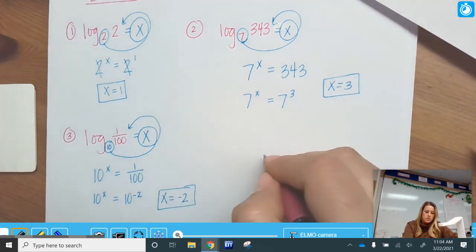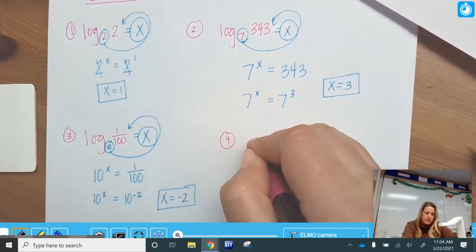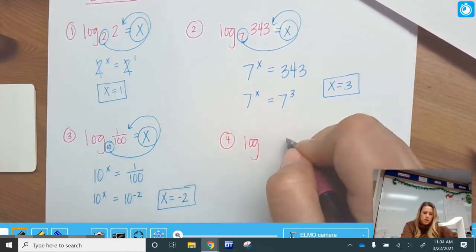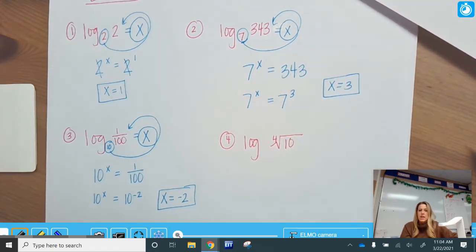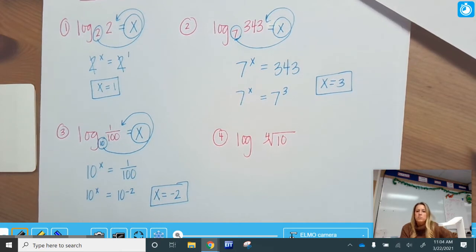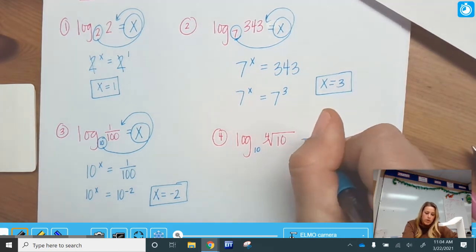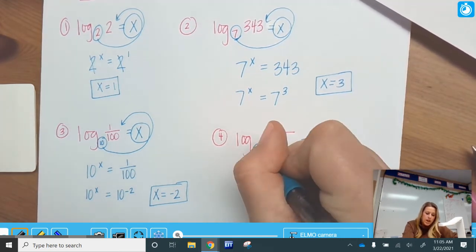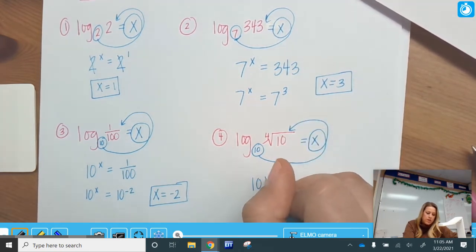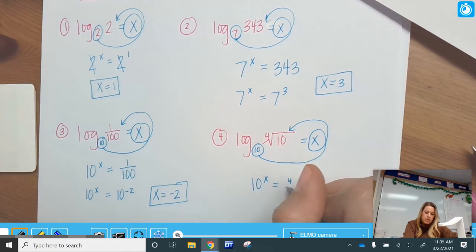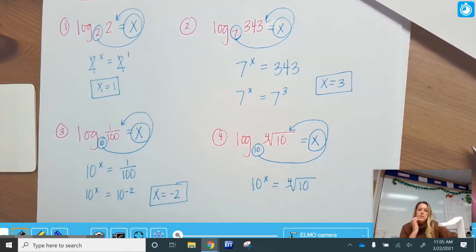Okay, so now let's bump it up a little bit, and let's say we have something like this. Log of the fourth root of 10. We don't see a base, so hopefully you remember there is a base of 10 here. We also don't have an equal sign, so we have to create one so that we can convert it to exponent form to solve. So 10 to the x power equals this. I haven't even thought about the radical yet. Fourth root of 10. Now is when we're going to change it.